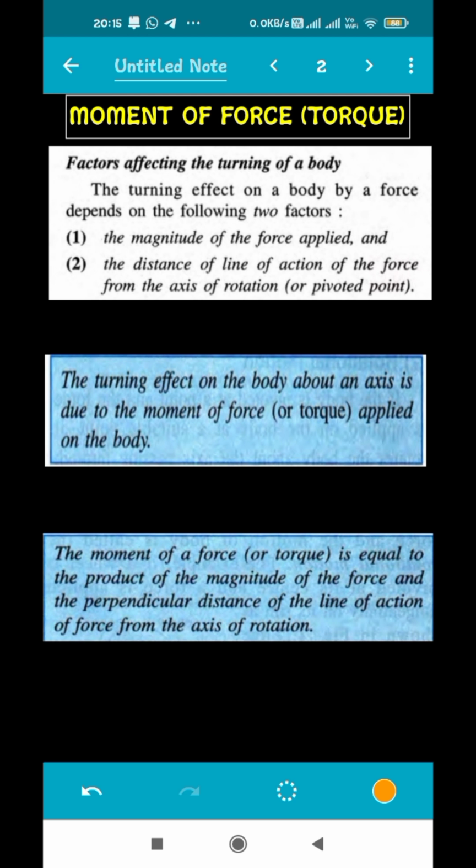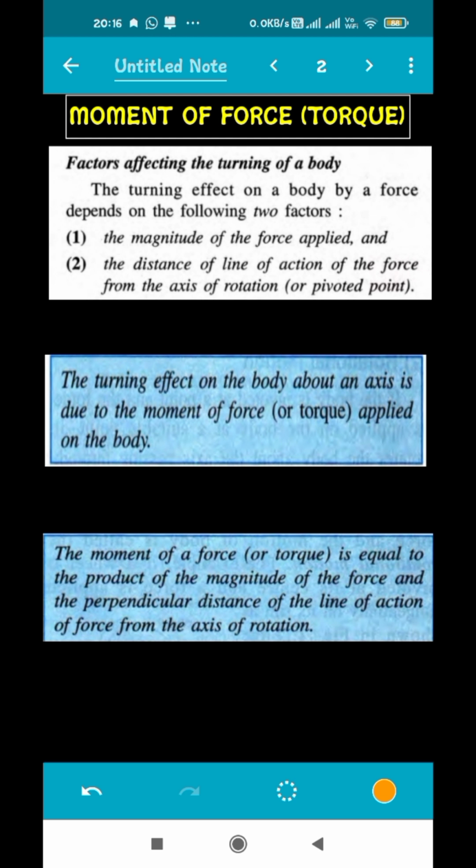Also, the distance of the line of action of the force from the axis of rotation. From the point where the object is pivoted, we consider the perpendicular distance of the force. We will see it in the next few minutes when I show you using a diagram, and then you will understand it much better. That perpendicular distance between the point where you are applying the force and the point where the pivot is located is also a very important factor which affects the turning motion of a body.